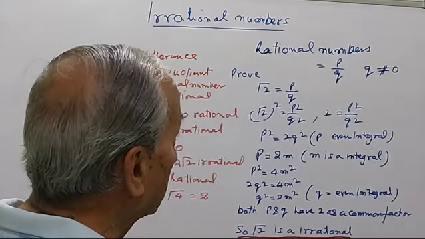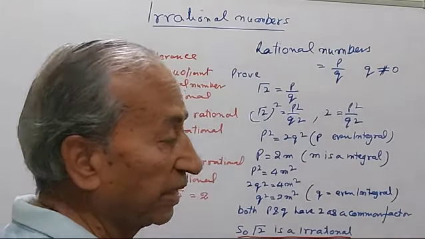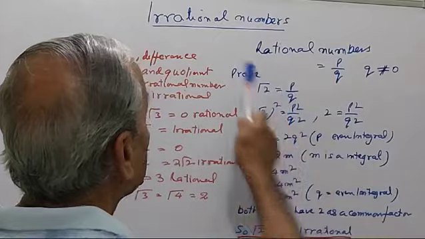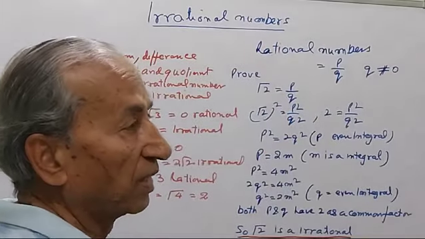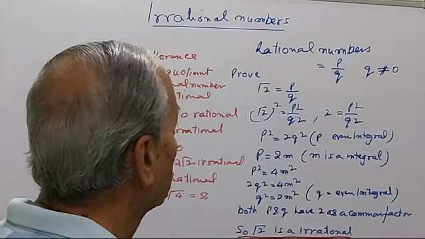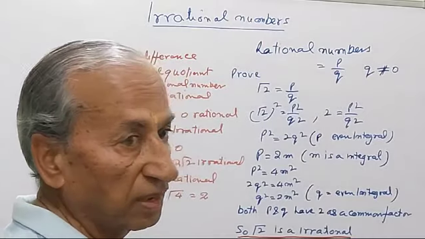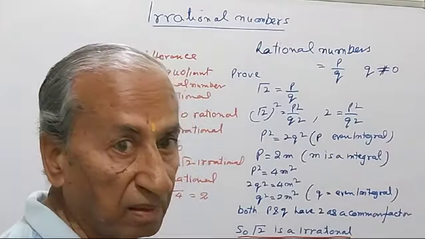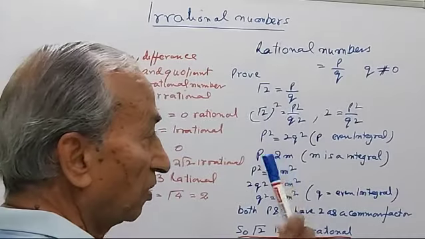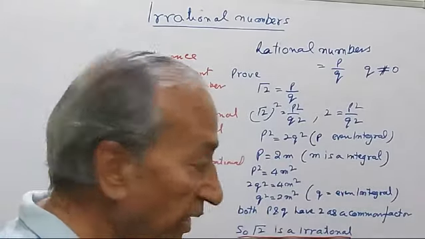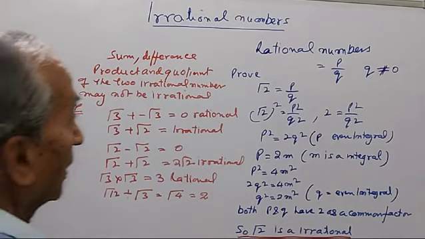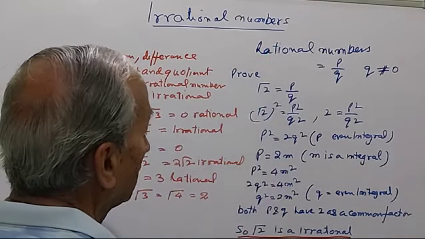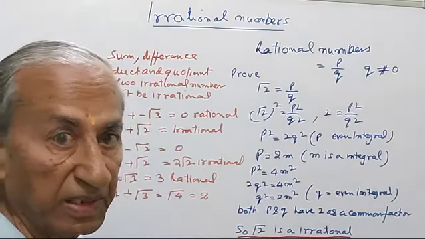Now all the other numbers which are not repeating and not terminating are known as irrational numbers. All the square root numbers, root 2, root 3, root 5, root 7, are all irrational numbers, which are non-terminating and non-repeating. Now we have to prove that root 2 is an irrational number.